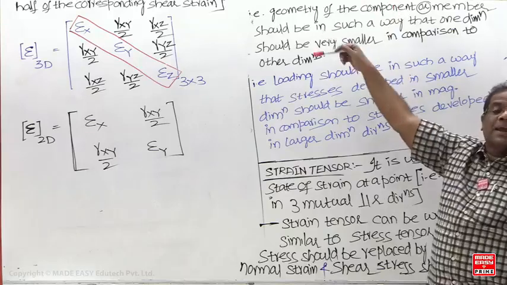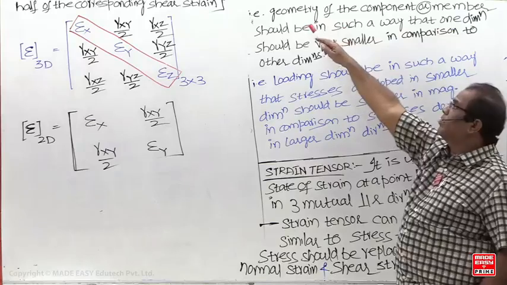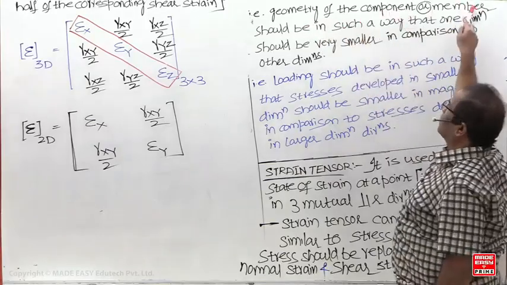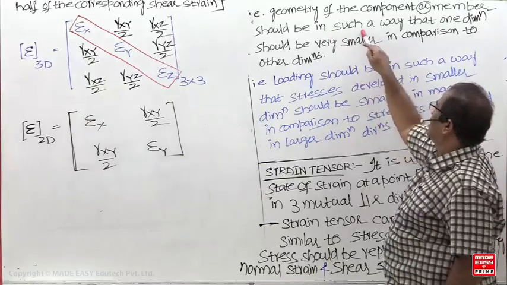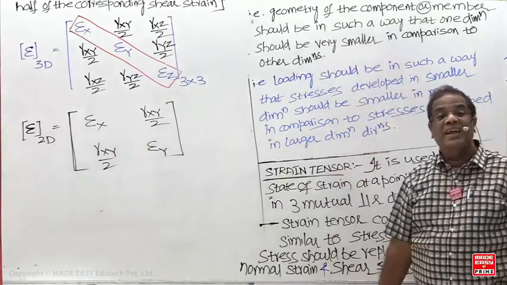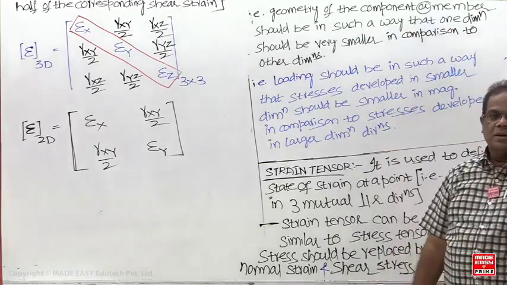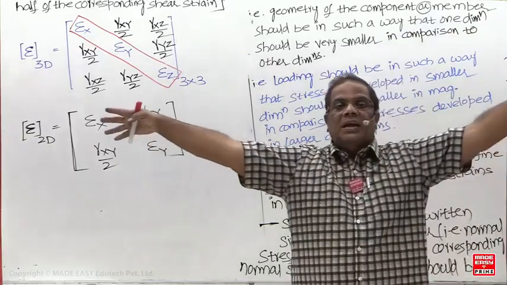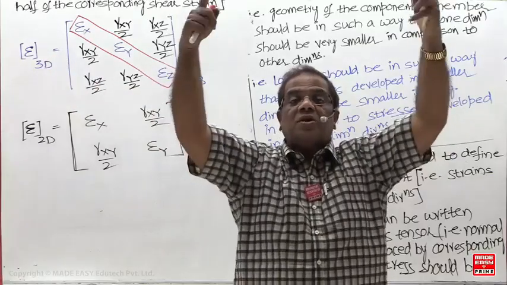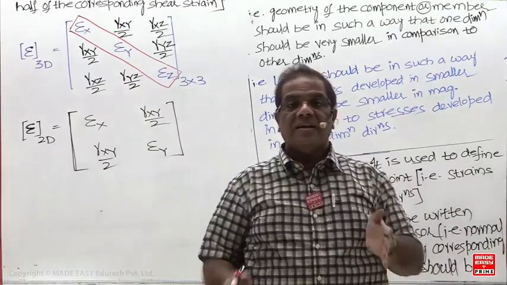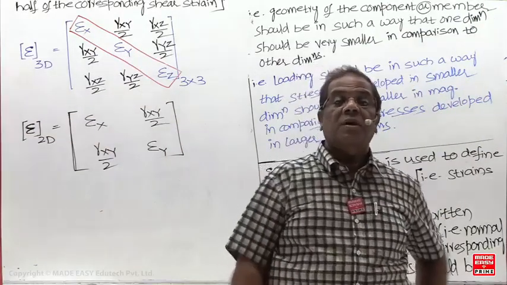These are the conditions for plane stress. But when you are going for plane strain, what change do you have to make? The geometry of the component or member should be such that one dimension is very large. In place of smaller, what change do you make? Very large in comparison to the other two dimensions. For example, generally dams. Dams are going to be what? The length of the dam is so many kilometers, but the width and height are going to be meters. So when one dimension is very large when compared to the other two dimensions, it is a plane strain.